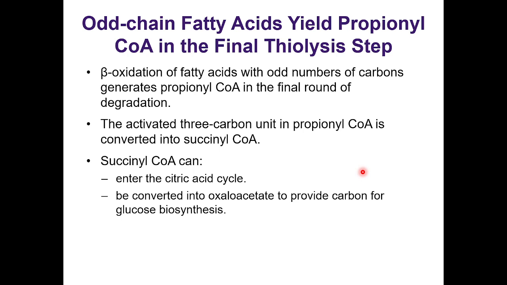So you're going to have an activated 3-carbon unit in the propenyl-CoA. This will be converted to the succinyl-CoA. Succinyl-CoA can then enter the citric acid cycle. Yeah, that's the same succinyl-CoA. You remember the succinate, etc. This can be converted into the oxaloacetate to provide carbon for your glucose biosynthesis as well. And so this actually pulls double duty.